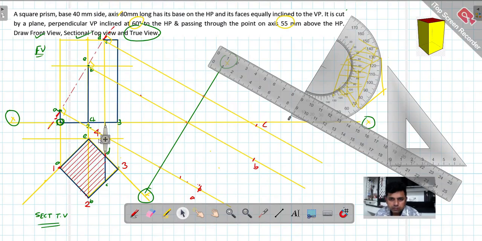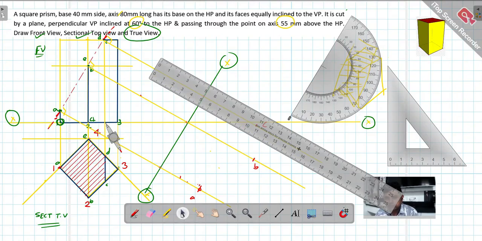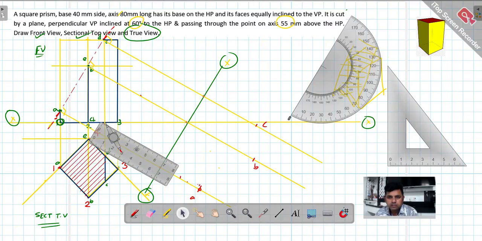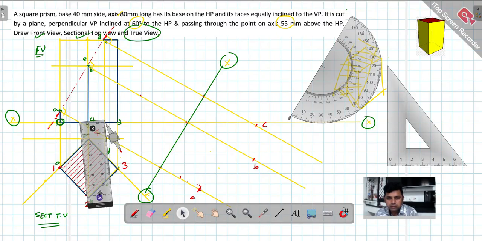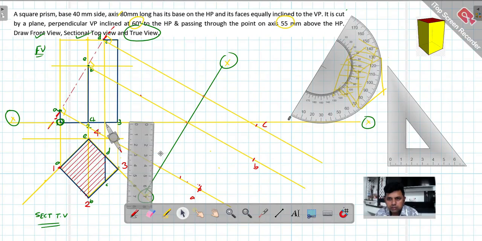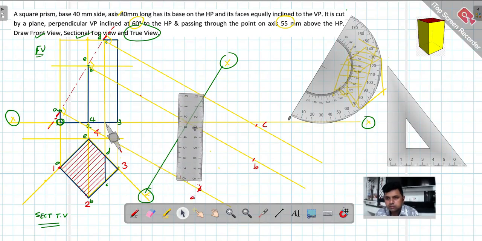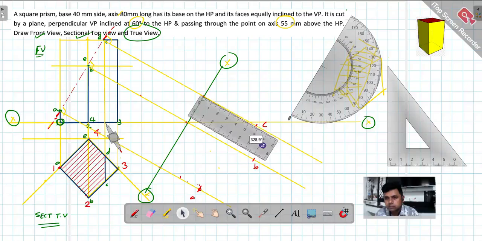So see, it is very difficult to take this distance to there. I don't know how to take this. Okay, now what I'm doing, I'm measuring it with the elbow scale. How much distance from this point to this point? It is roughly 31 to 33 mm. Okay, so take the scale here. 33 I'm marking. That point is nothing but point D.